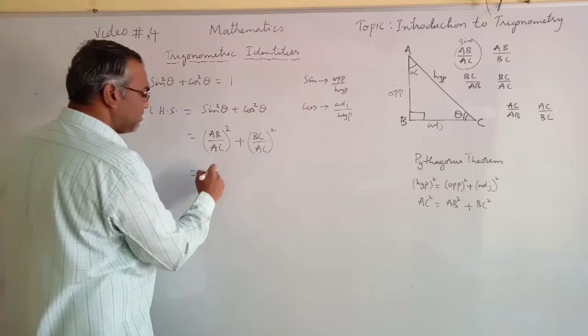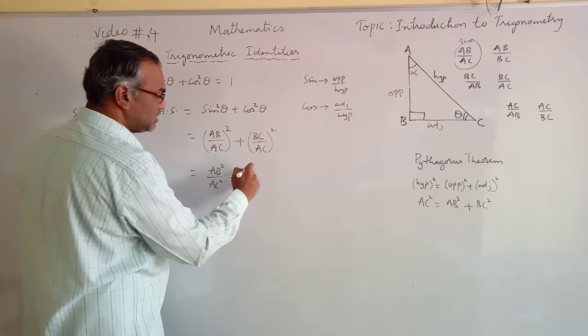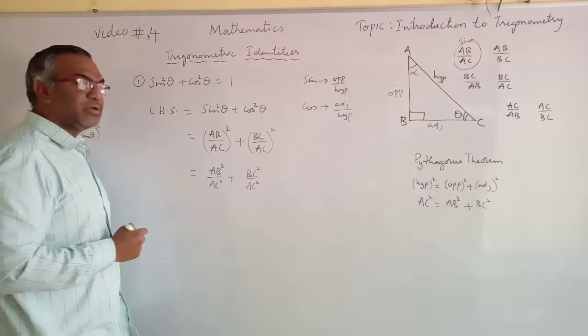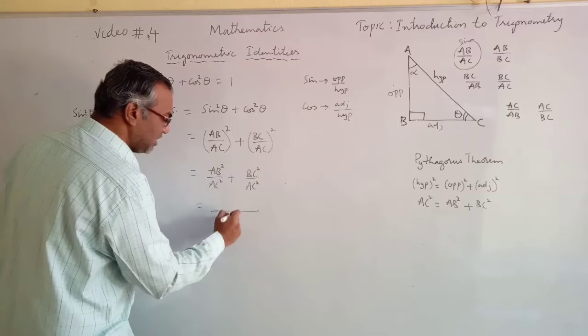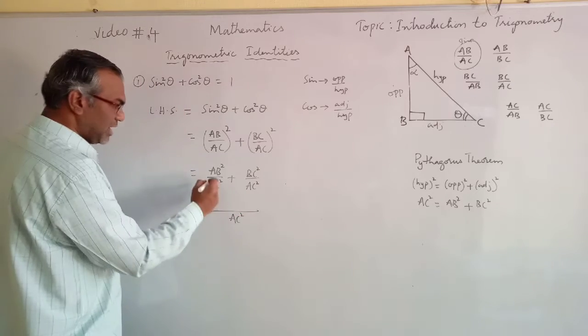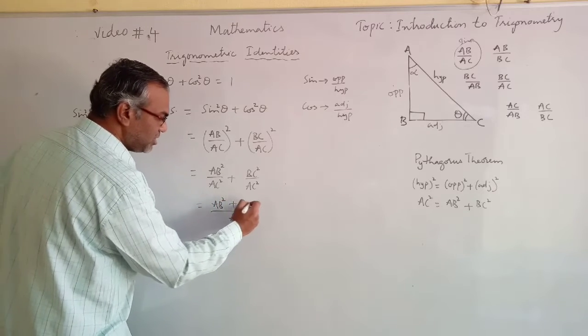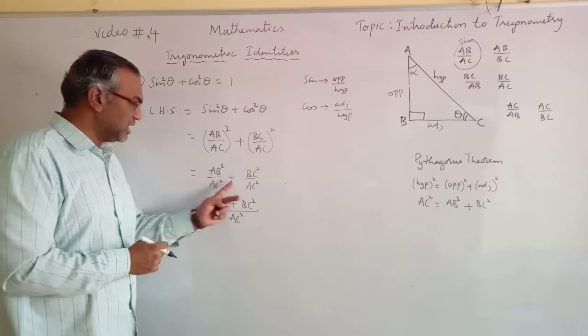Now here this can be written as AB square divided by AC square plus BC square divided by AC square, using laws of indices, right? Okay. Then we can take AC square as LCM, so that will be AB square, numerator will be AB square plus BC square. I hope you all know how to take LCM, right?